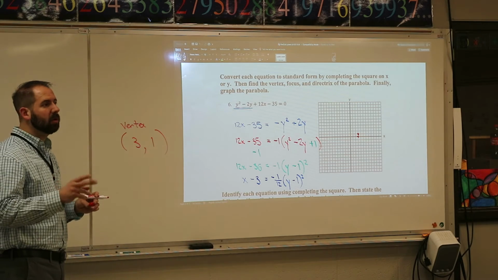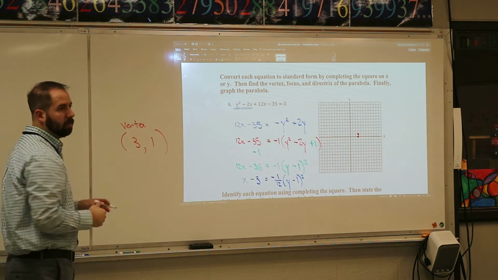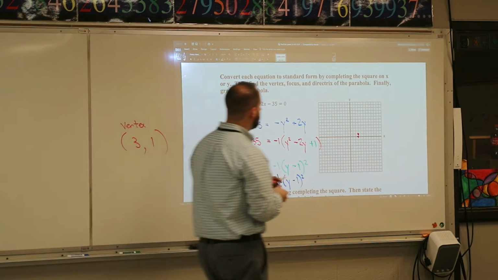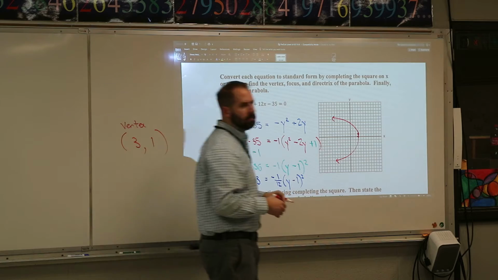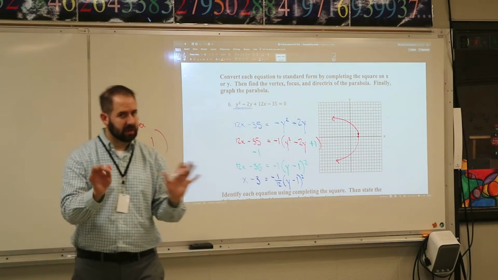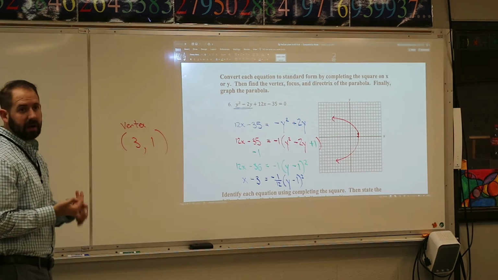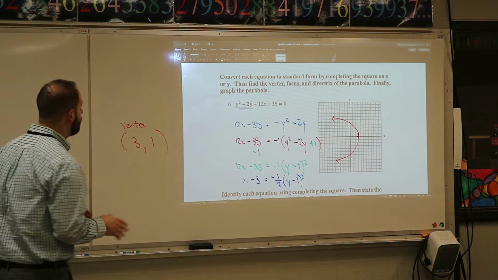Now, which direction is the bowl going? Yeah, we know it's sideways. Is it going to the right or to the left? And what gives it away? To the left, because it's negative. Negative, so it's going this direction. And again, I'm doing a very generic drawing. I just want to see that you know the concept behind it. It's not accurate. I didn't even find y-intercepts and x-intercepts. I'm just doing a very generic drawing.